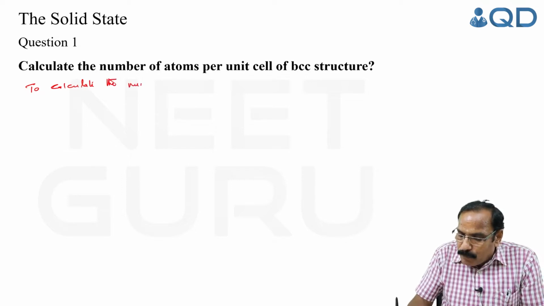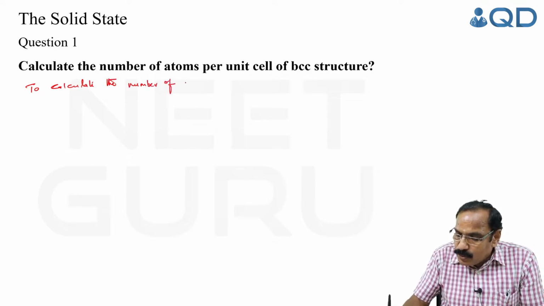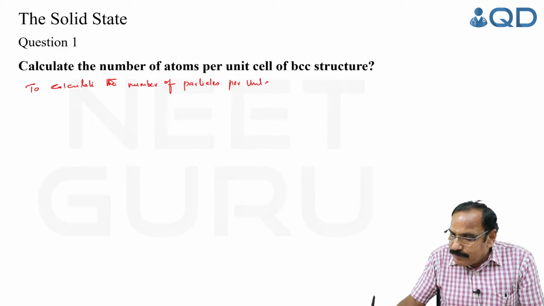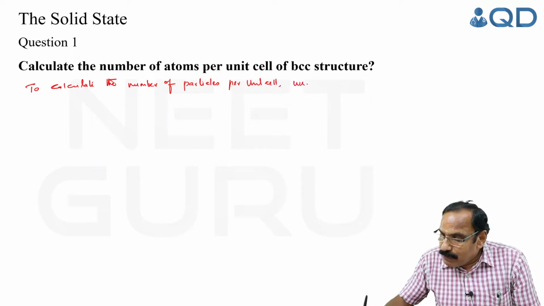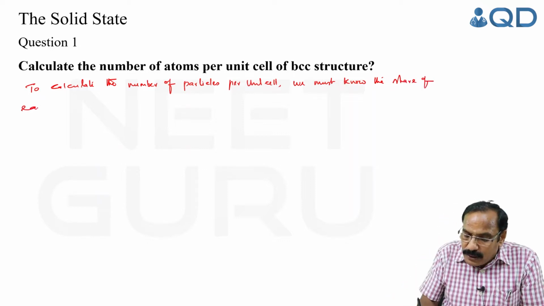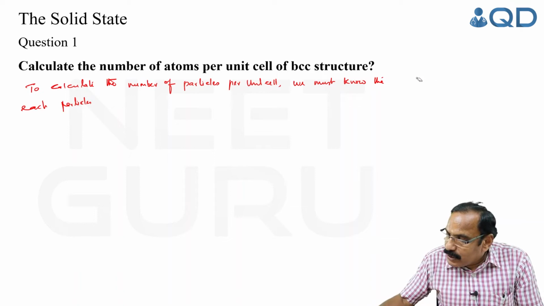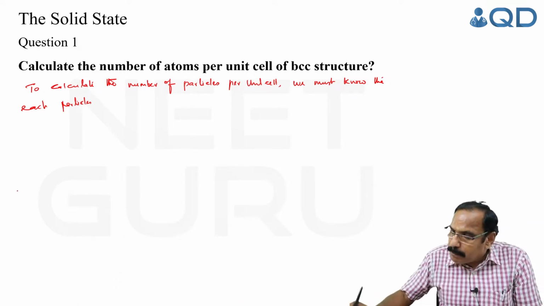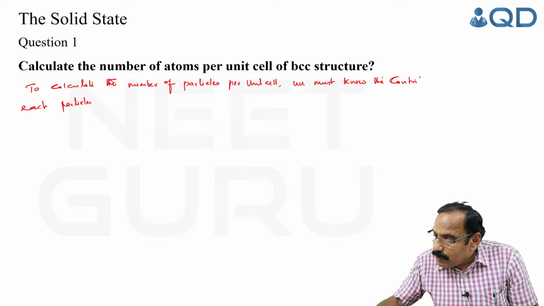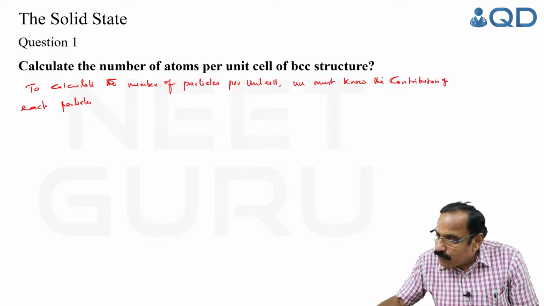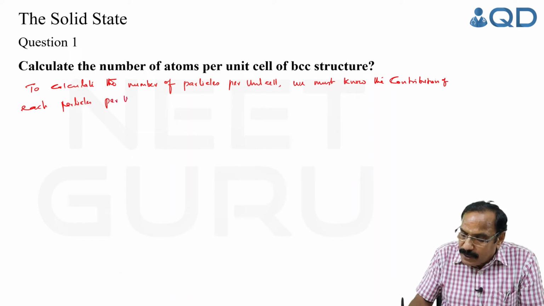To calculate the number of particles per unit cell, we must know the share of each particle, or contribution, you can say. We must know the contribution of each particle per unit cell. How much does it contribute?